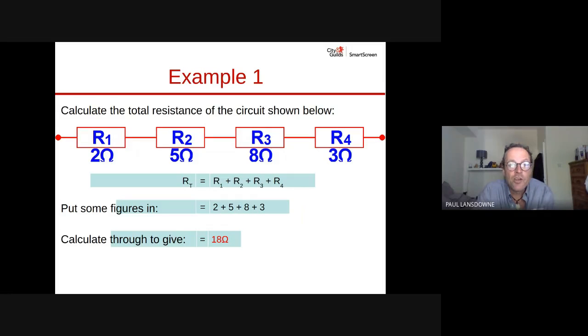So to calculate the total resistance of a circuit, we add them up. In this case, we've got 2 plus 5 plus 8 plus 3, so it gives us 18. I'm trusting that the PowerPoint presentation I've got has got that correct, working that out in my head. But you just add them up. That then gives us the total resistance of the circuit.